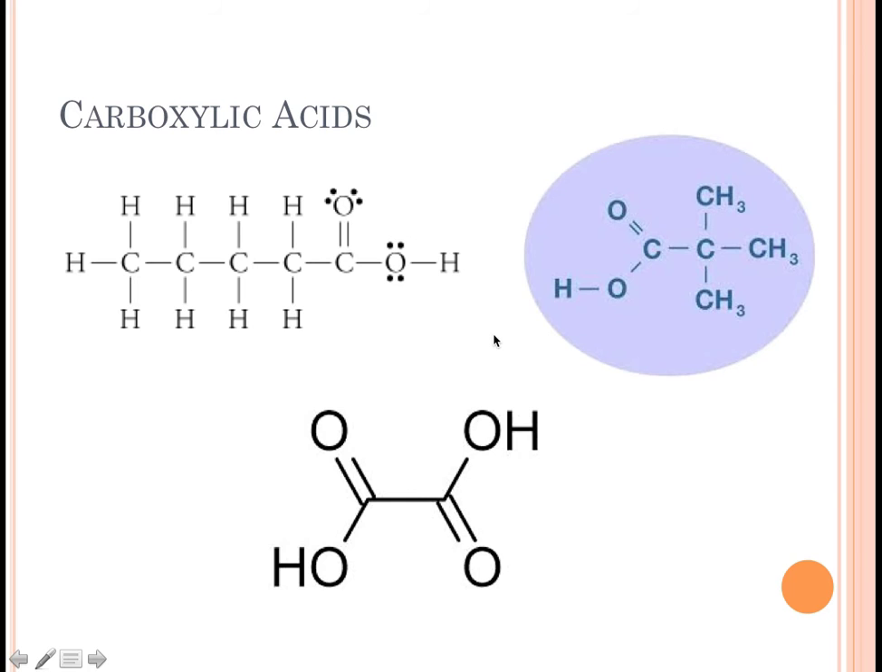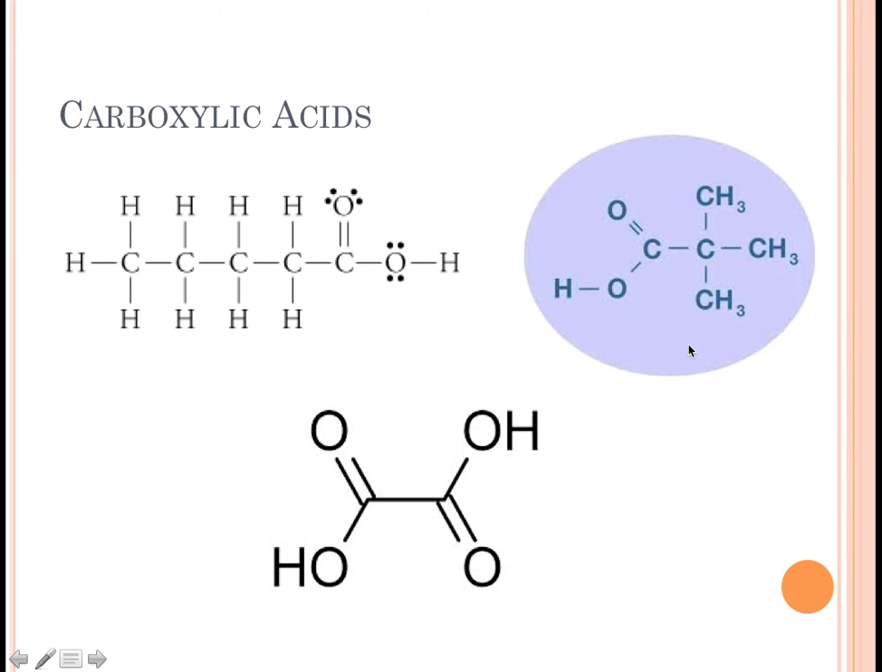When we're naming them, we give them a suffix, which is oic acid. So this one here, 1, 2, 3, 4, 5, yes, do include that carbon that's in the functional group. So it's pentanoic acid. Okay? Here, we've got one where we've got a carboxylic acid on both ends. So this would be ethandioic acid. And here we've got a carboxylic acid on a branched one. Okay? So this has got 2 methyl groups. So this would be 2,2-dimethylpropanoic acid.